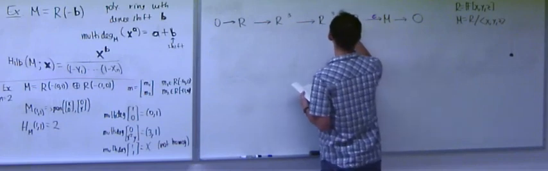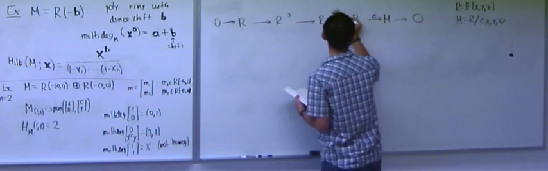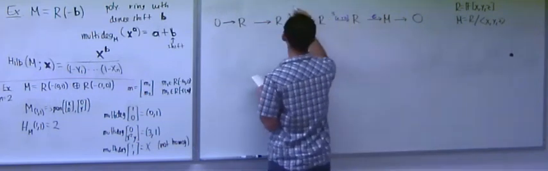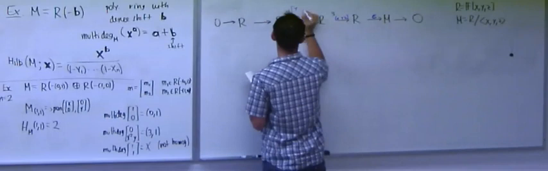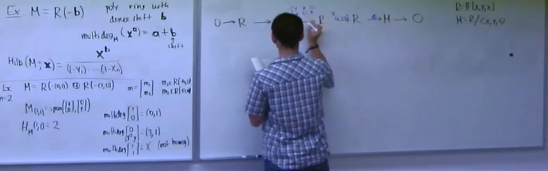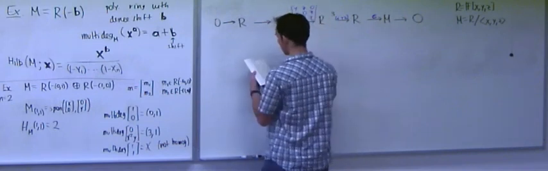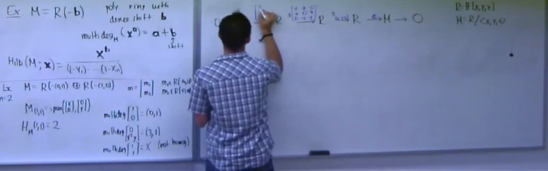Here the map was X, Y, Z. Here the map was multiplication by this matrix. Here the map was multiplication by this matrix.